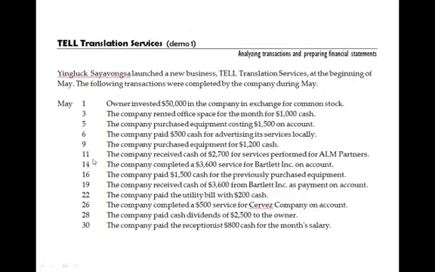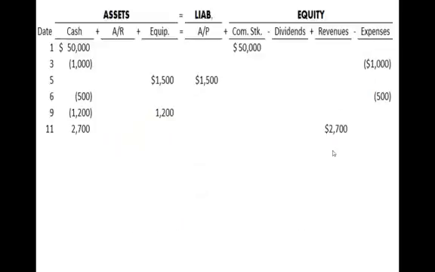May 11th. The company received cash of $2,700 for services performed for ALM Partners. So we performed some translation services for this company, and they paid us $2,700. So here's our cash coming in, right? Cash is increasing. They gave us cash, and we're recording our first revenues. Awesome. We're making some revenues now, so we're recording our first revenues.